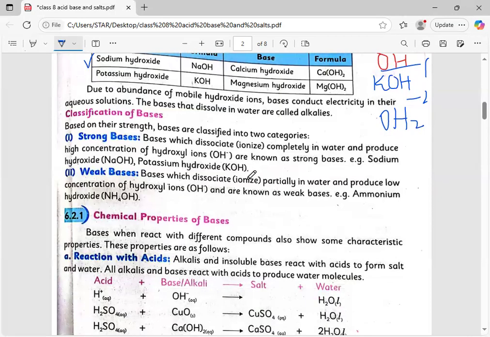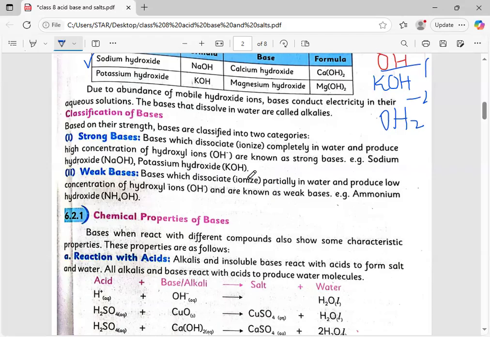Remember that every solution that contains free electrons or ions can easily conduct electricity when it is in an aqueous medium. So remember that whenever bases are dissolved in water, the bases ultimately give us hydroxide ions, that is OH minus ions.